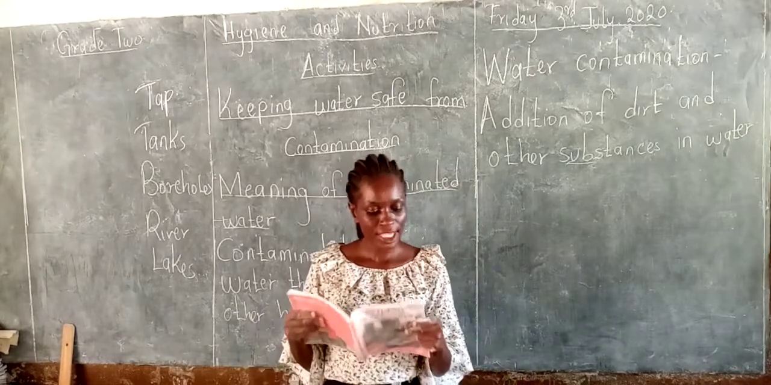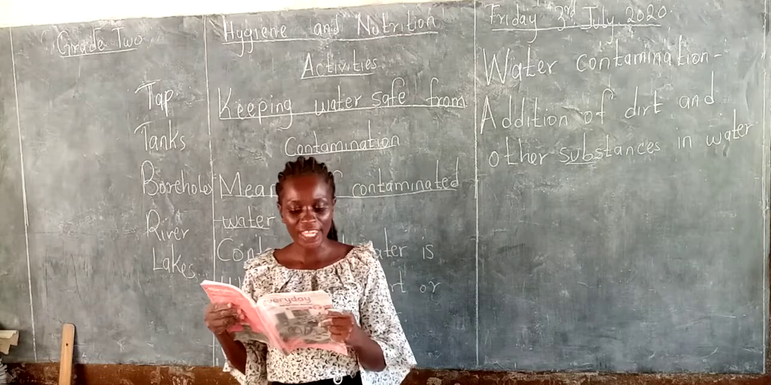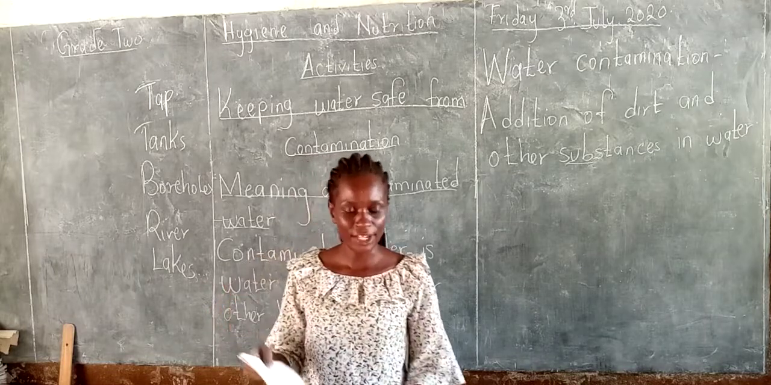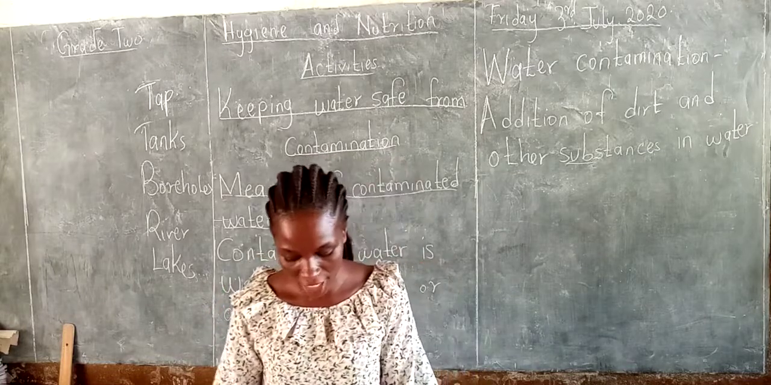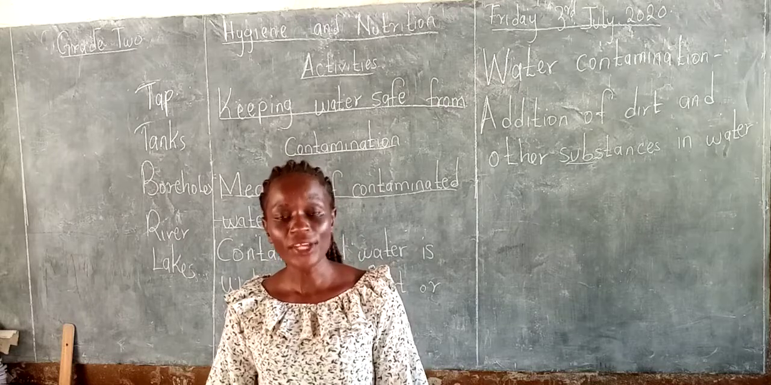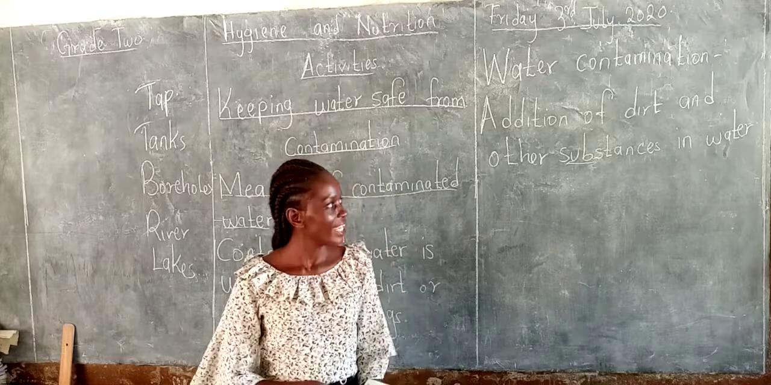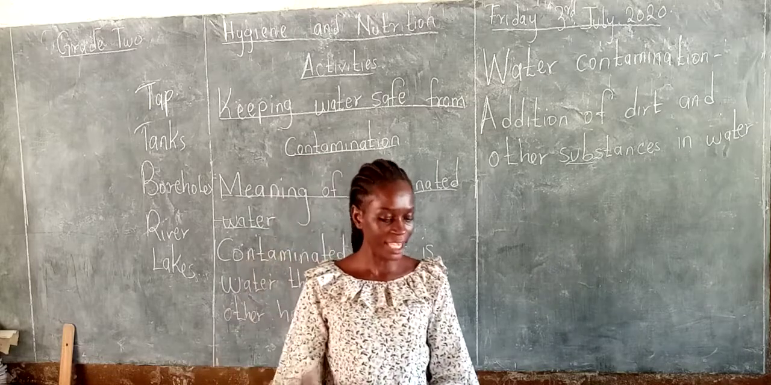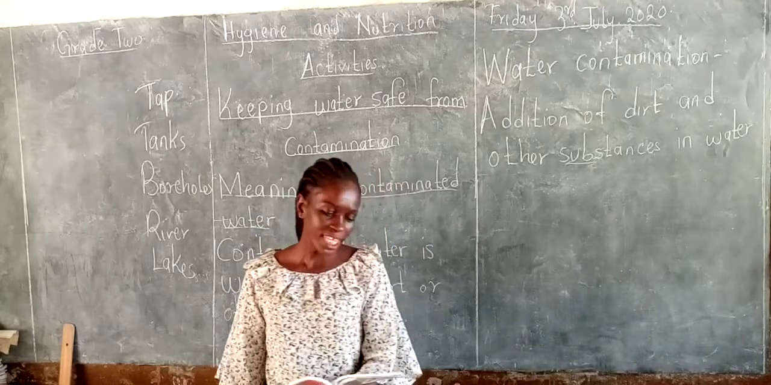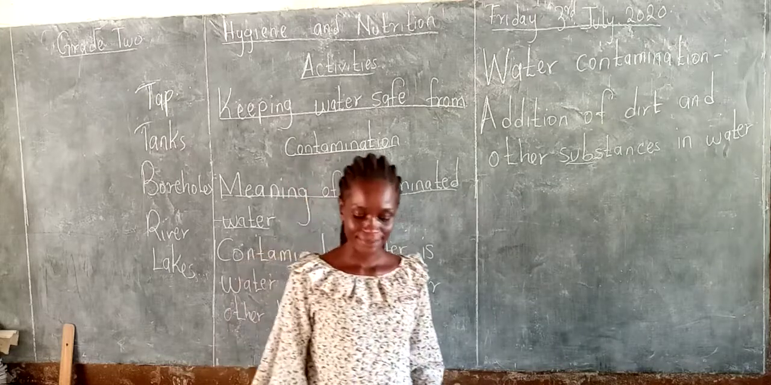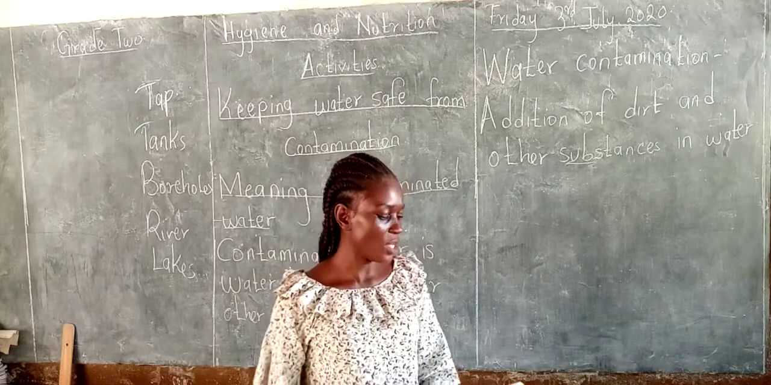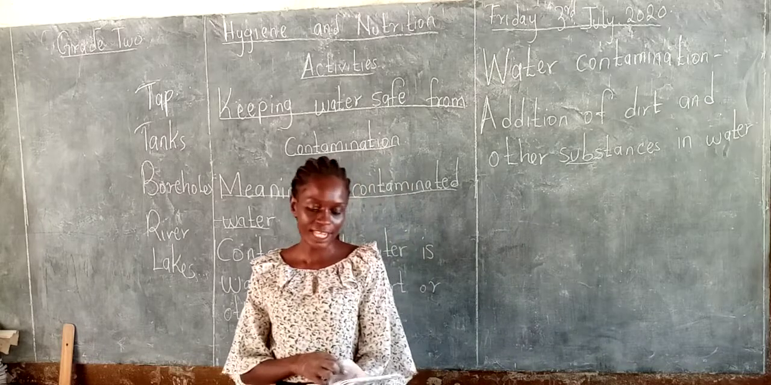So the questions here are, what do you think about the water in the river? Do you think the water is clean? No, the water is not clean. The water is contaminated. The second question, which things have made the water dirty?